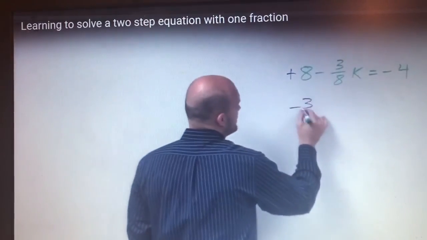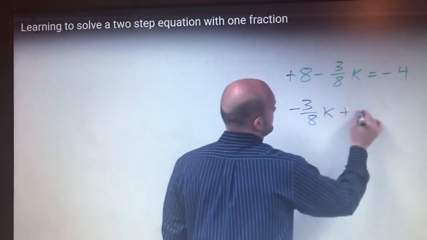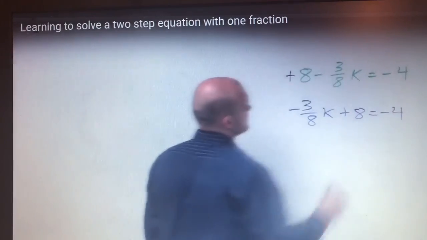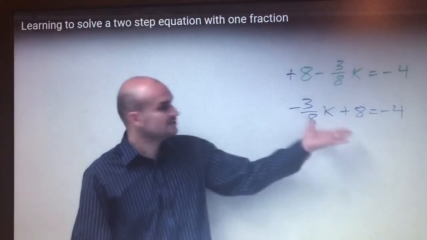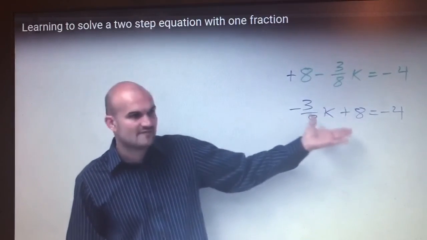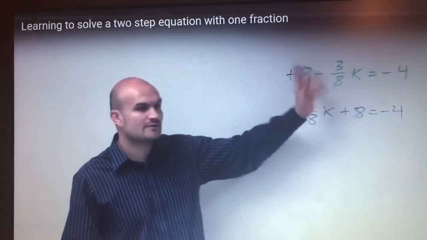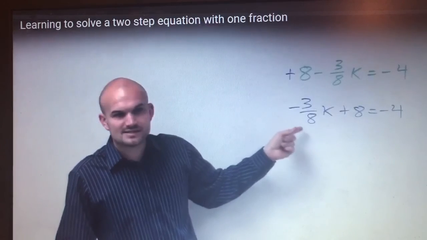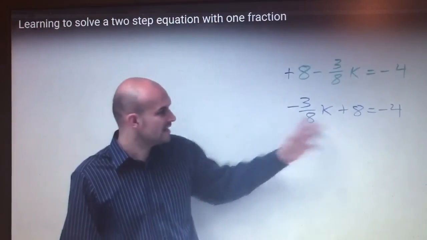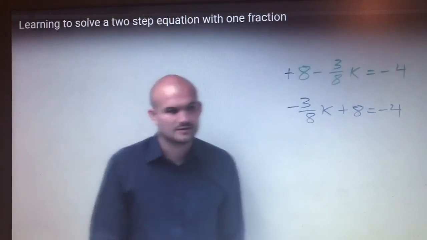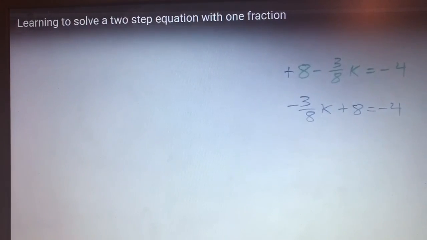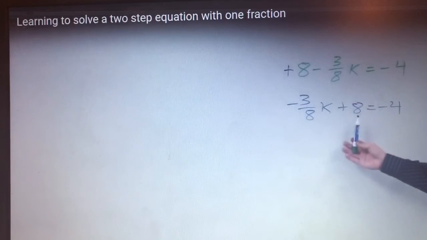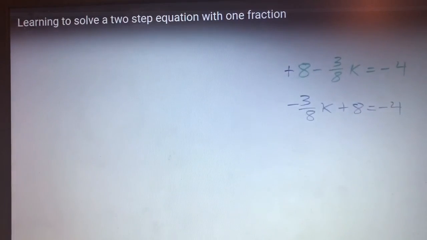what I'll do is rewrite this. I'll just switch around the 8 and the negative 3/8 k. Now, is this still the exact same equation, the same value? Yeah, all I did was rewrite these, but my 3/8 is still negative, and my 8 is still positive. Now it might be easier for you to see what is happening to my variable. It's being added by 8, and it's being multiplied by negative 3/8.